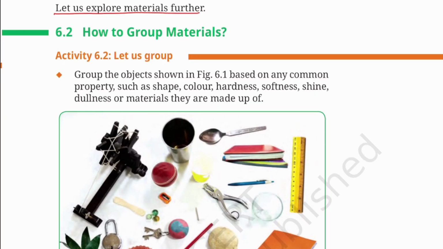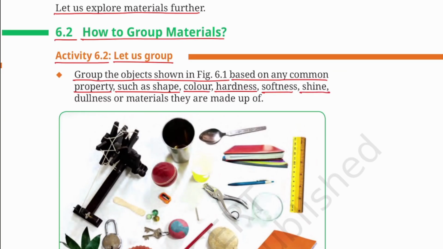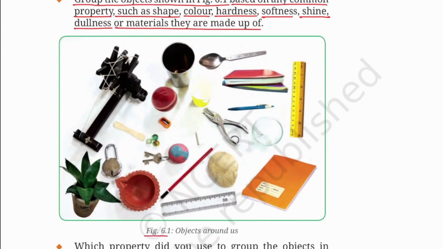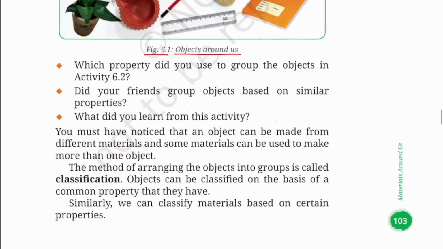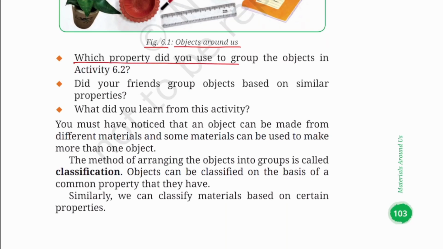Let us explore materials further. 6.2 How to group materials. Activity 6.2 Let us group. Group the objects shown in Figure 6.1 based on any common property such as shape, color, hardness, softness, shine, dullness or materials they are made up of. Figure 6.1 Objects around us. Which property did you use to group the objects in Activity 6.2? Did your friends group objects based on similar properties? What did you learn from this activity?